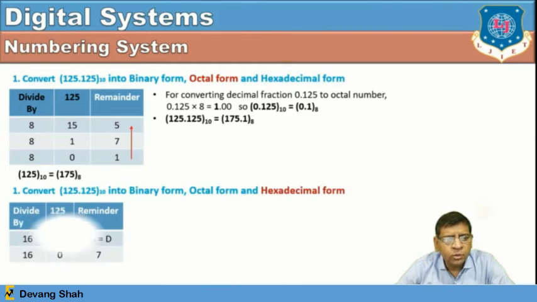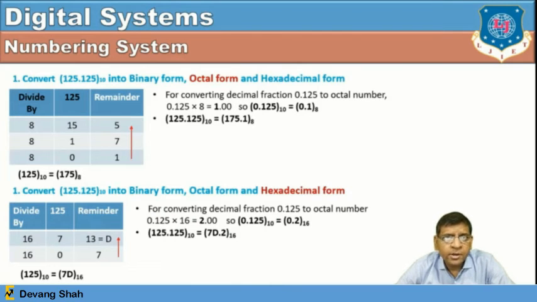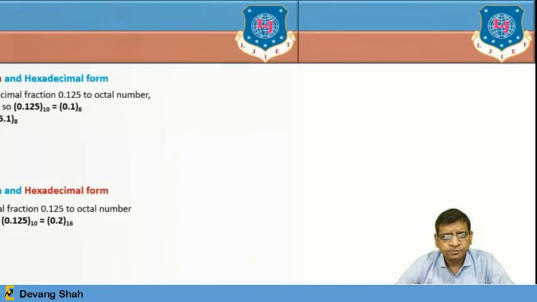Likewise, you can convert to a hexadecimal number with the same method. 125 you again divide by 16 till the answer becomes 0 and you take out the remainders. From bottom to top, my answer is 7D, and again you multiply by 16 for the fractional part and make a further calculation. So the 125.125 decimal number you can convert into 7D.2 hexadecimal number.